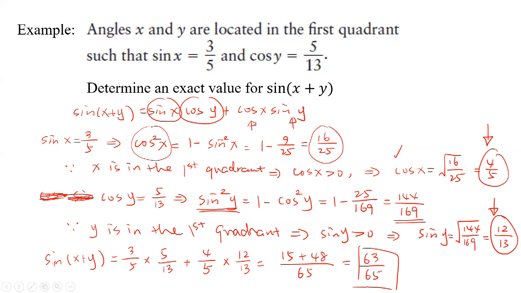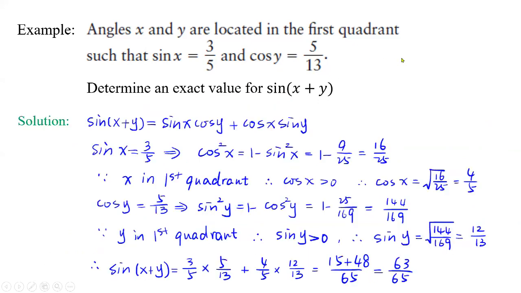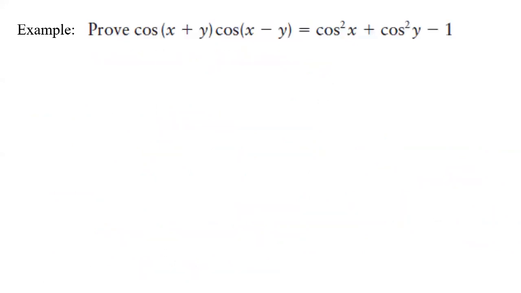All right, any questions? No? Okay, so if you don't have any questions, you can also check the solutions after the class in this slides, okay? Next, let's see another example. Prove that cosine x plus y times cosine x minus y equals cosine x squared plus cosine y squared minus 1. Okay, I'll give you 3 minutes to think about this question.